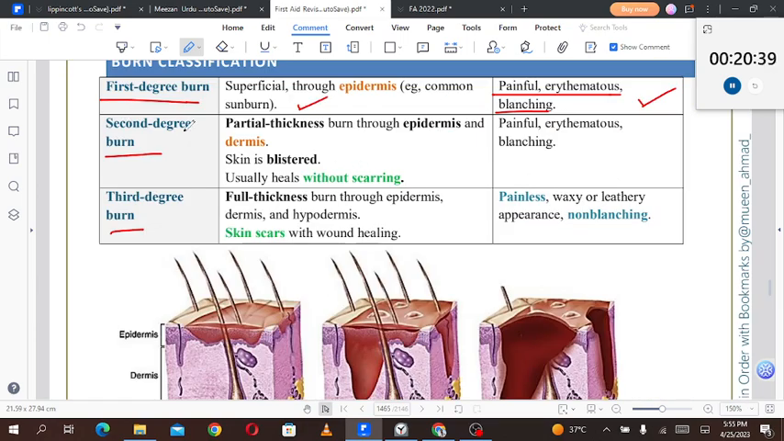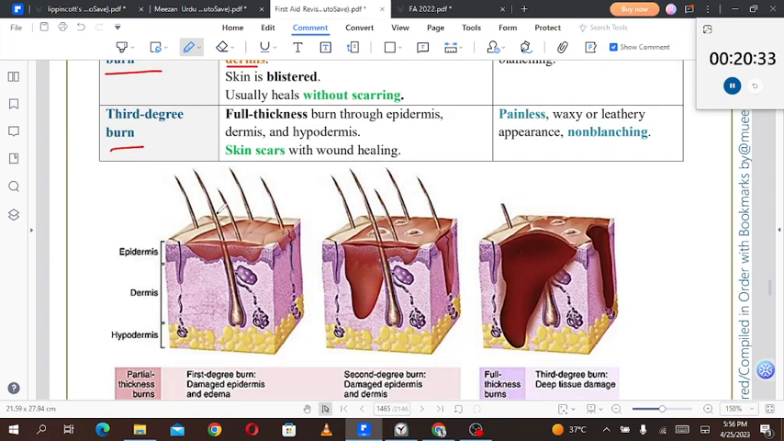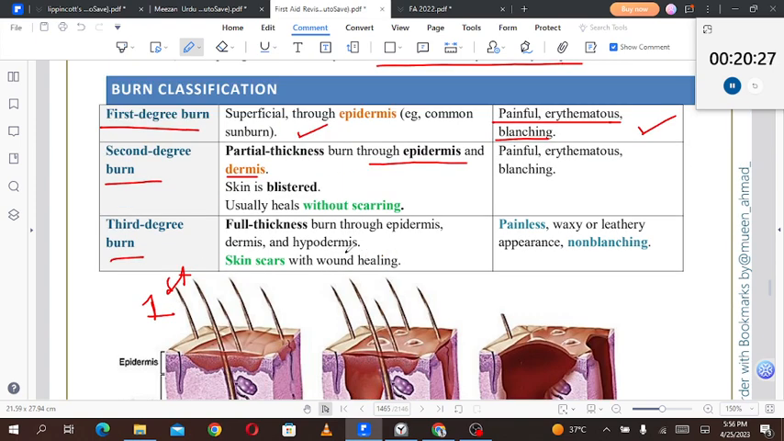Then second degree burn is a partial thickness burn through the epidermis, and the dermis is also involved. So in first degree burn only the epidermis is involved. In second degree burn, the dermis and epidermis are both involved partially. The skin is blistered and usually heals without scarring; it is painful, erythematous and also blanching.